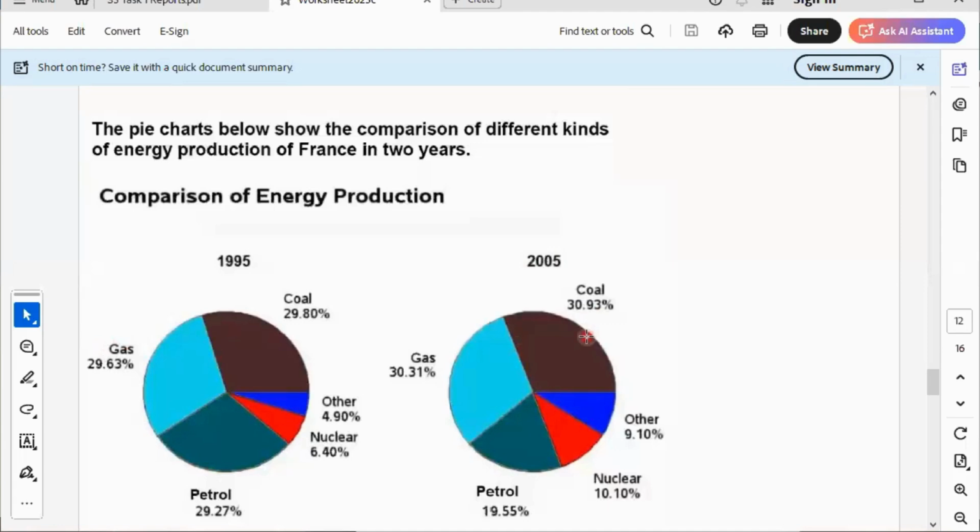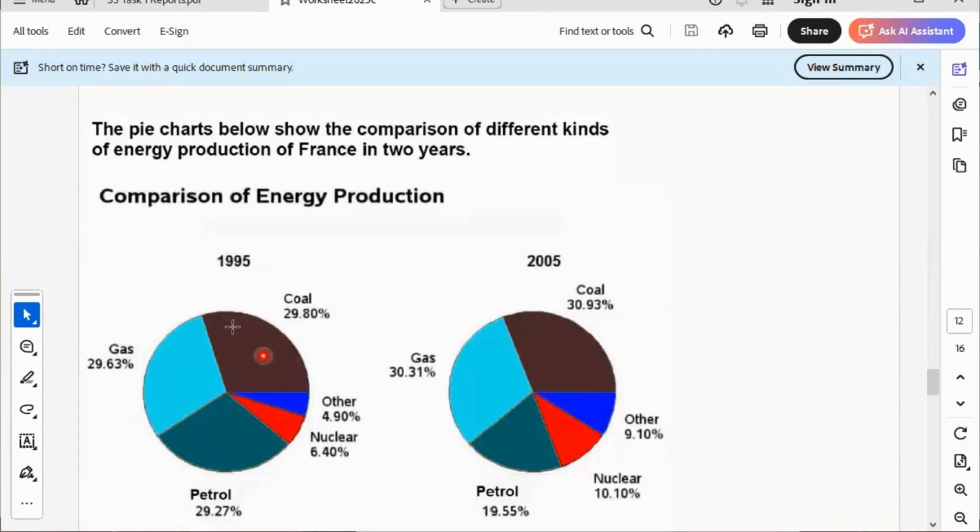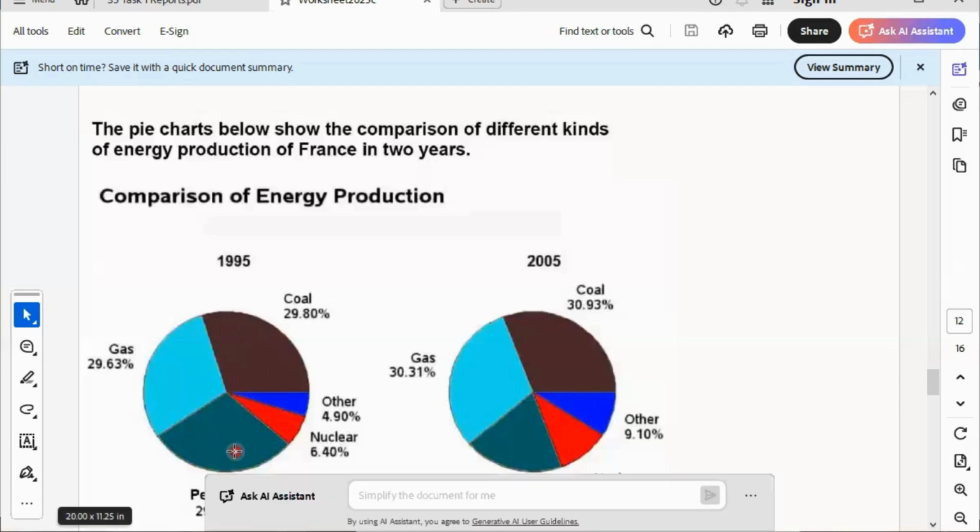It increased. You can use language of what? Language of trend here. You can also use language of comparison. For you to use language of comparison, that means you just focus on 1995 only, and you say that energy produced from coal was the largest, or you can say the largest proportion of energy was produced from coal, closely followed by what? Gas and petrol. So you just focus on one year if you want to use language of comparison.